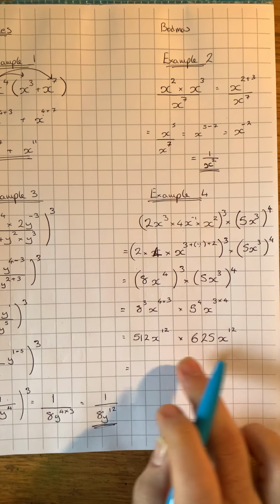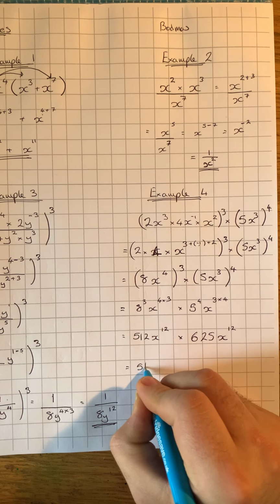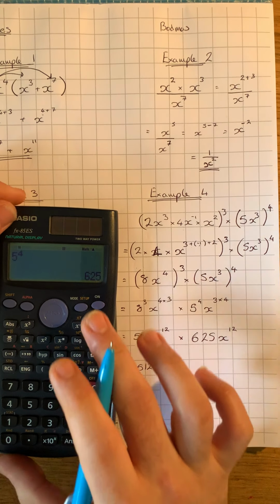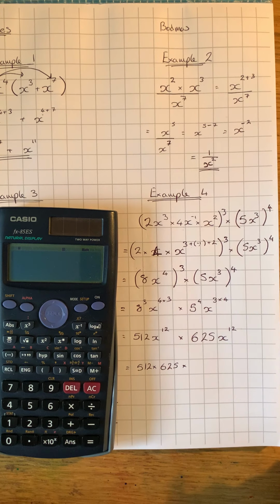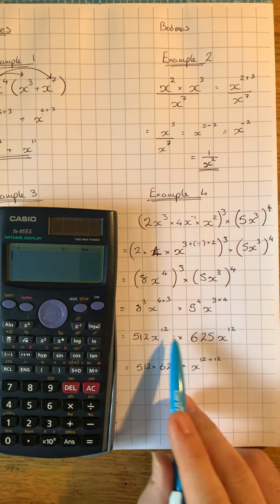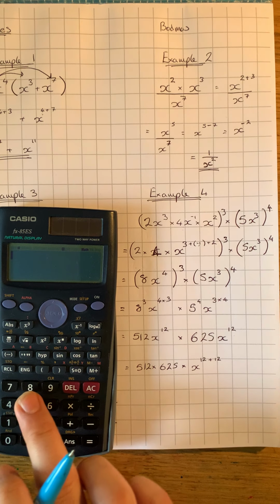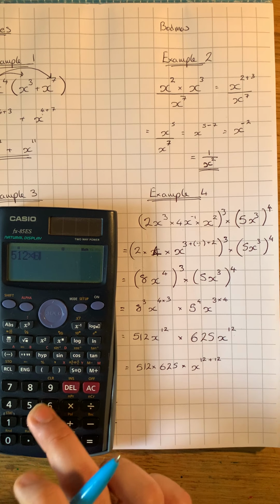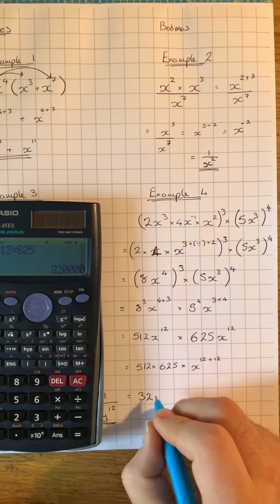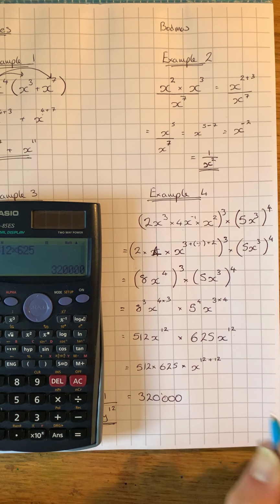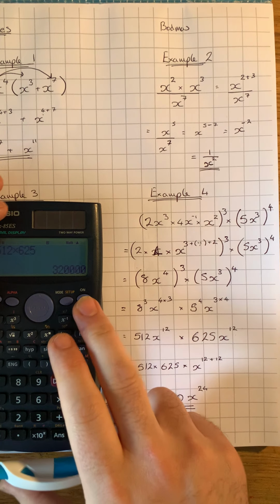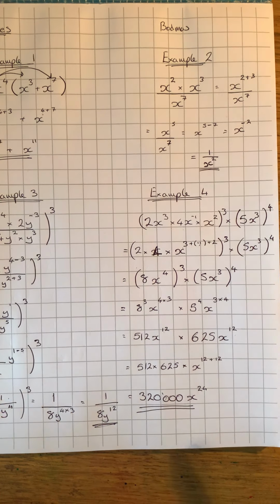So now that we're multiplying these two together, we can do 512 times 625. Before you say it, I'm using the calculator. Times by x to the 12, add 12 because these two are going to be adding together. So 512 times 625 is 320,000. X to the 24.